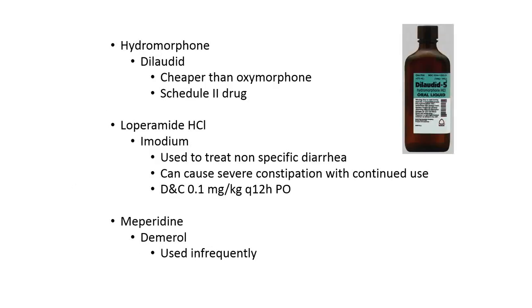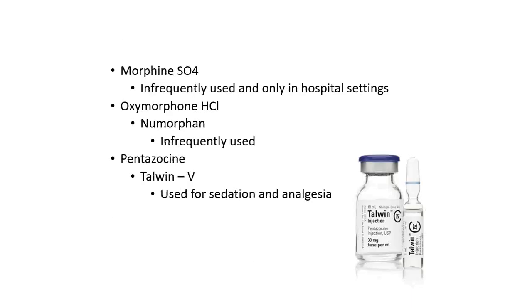Dilaudid, again, Schedule 2 drug. You're not going to use it often. Loperamide, Imodium, this is used for diarrhea in dogs. Can cause severe complications. Increases segmental contraction but decreases longitudinal contractions of parasites. Therefore, you treat diarrhea. Demerol, not used.